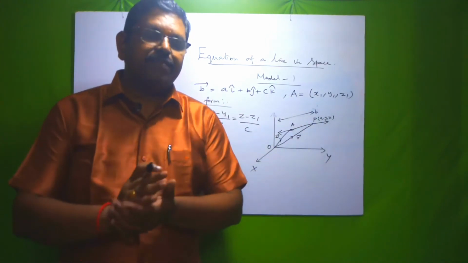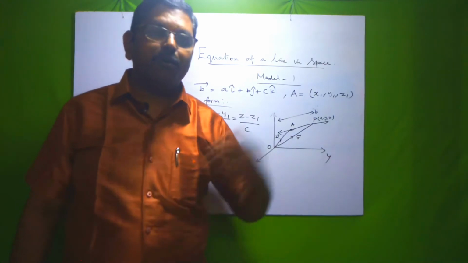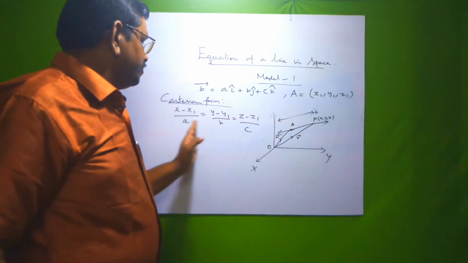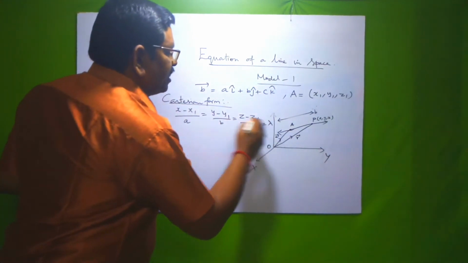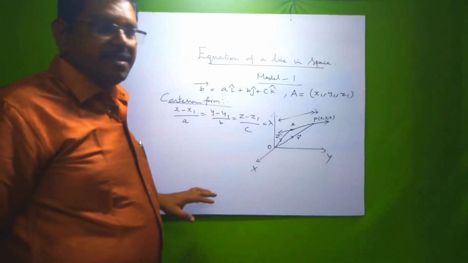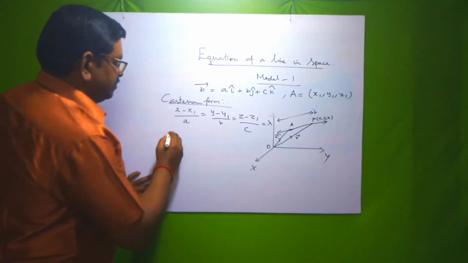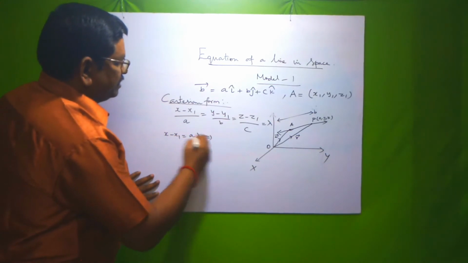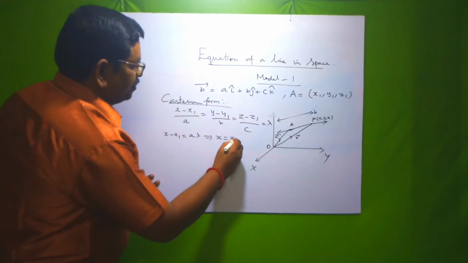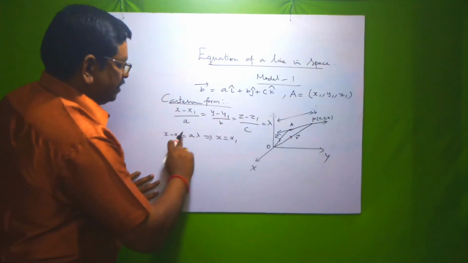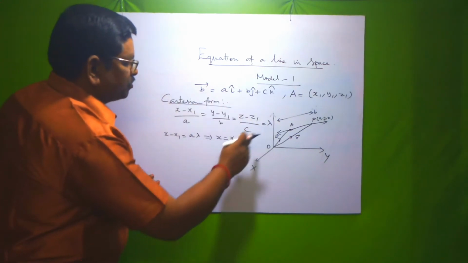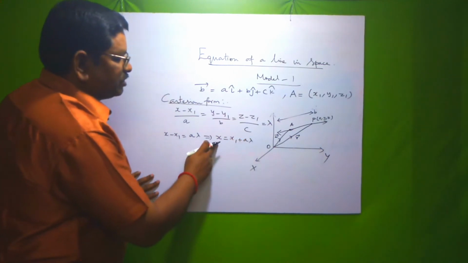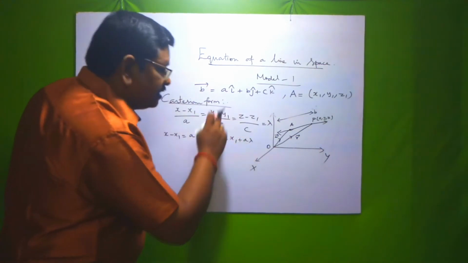Now we may have one doubt. Suppose we are given a straight line, we want to find the general point on the straight line. How can we find it? It is very simple. You take the value equal to some lambda. Lambda is the proportionality constant. When we take this value equal to lambda, we get x minus x1 equal to a lambda. This can be written as x equal to a lambda. Now we take this minus x1 to the right hand side, so automatically it will become plus x1. So we will get the x value as x1 plus a lambda.